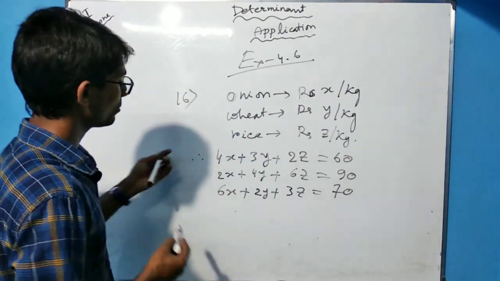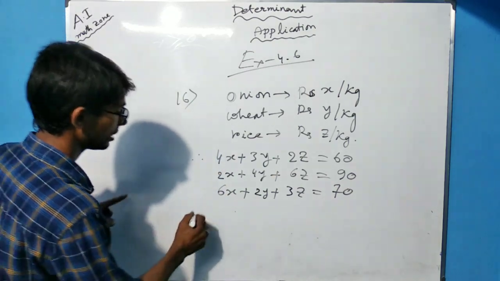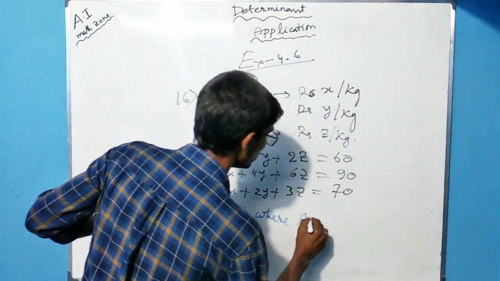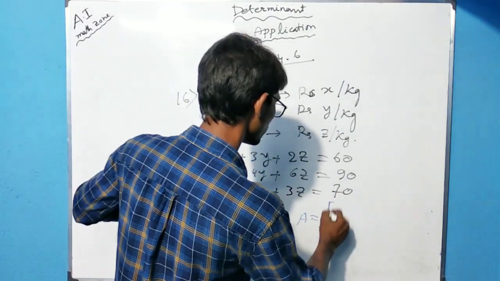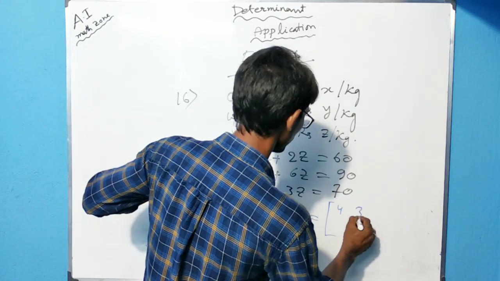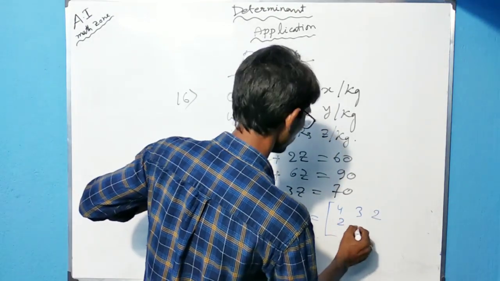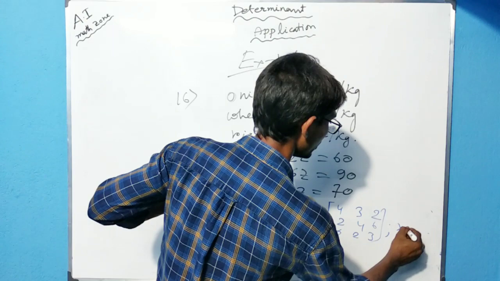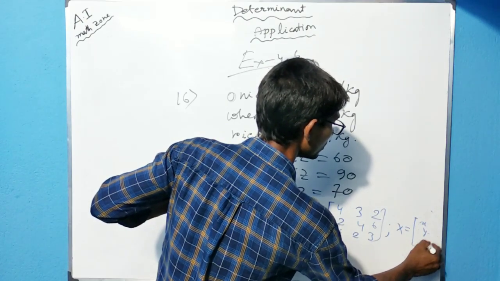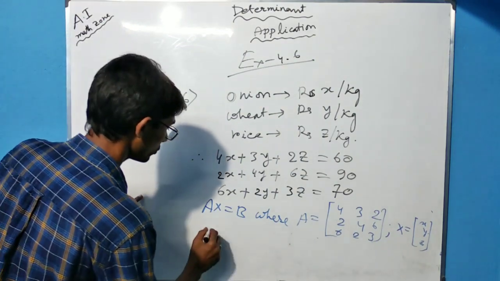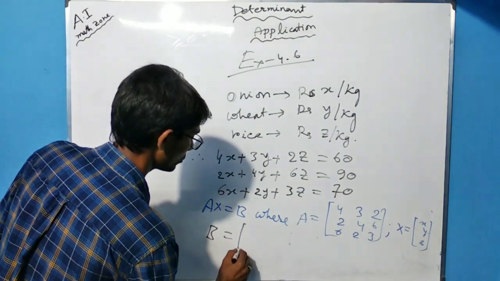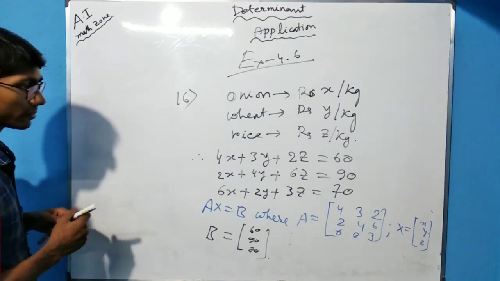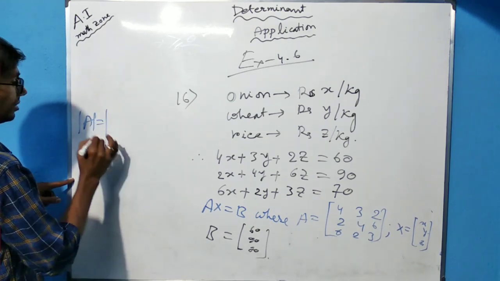So write the answer. The above system of linear equations can be written as AX is equal to B, where A is equal to 4 3 2 2 4 6 6 2 3 and X is equal to X Y Z and B is equal to 60 90 70.